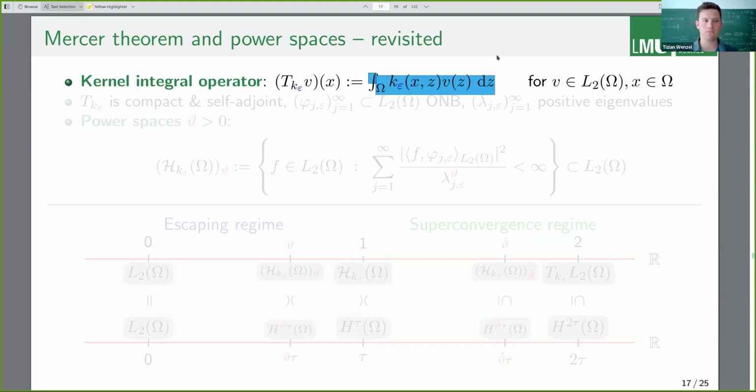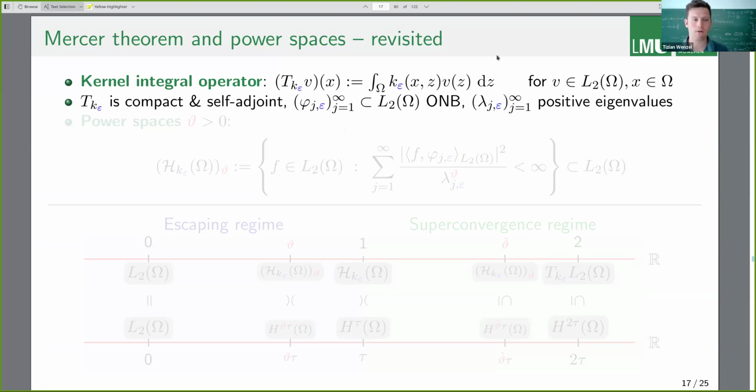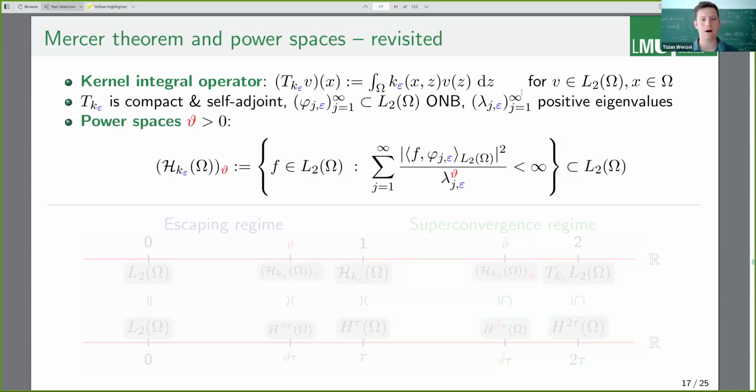And therefore, it's not too surprising that this integral operator is still compact and still self-adjoint. We still obtain an orthonormal basis and positive eigenvalues. But now these eigenfunctions and these eigenvalues, they also depend on the shape parameter epsilon. And therefore, also our definition of the power spaces will depend on the shape parameter. So we see that the shape parameter goes in here as well as here.